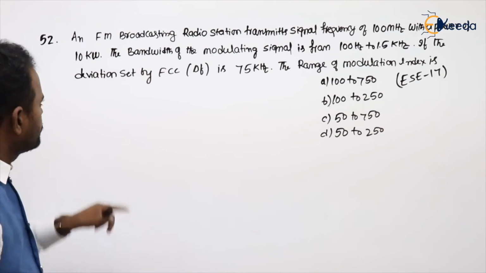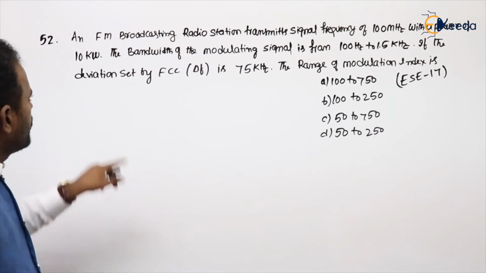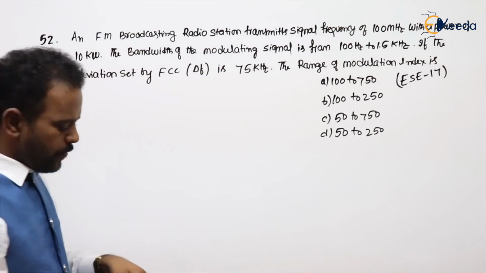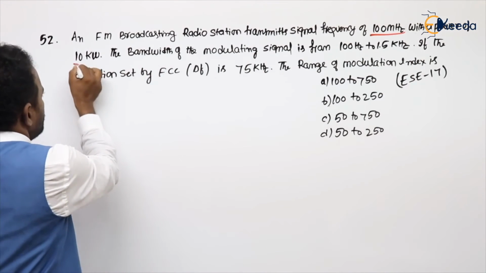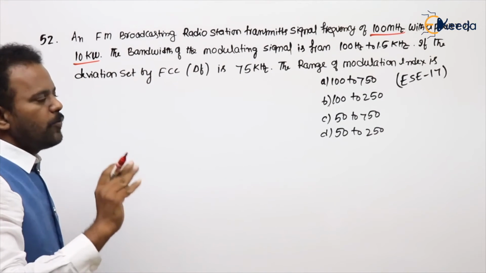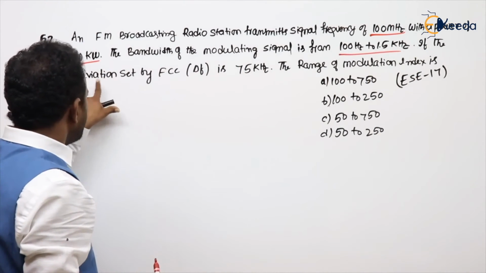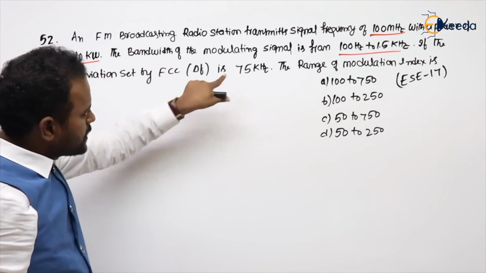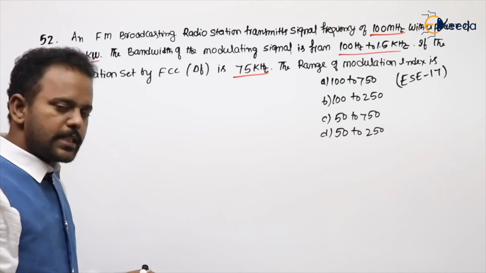See the next problem. This problem was asked in the ESE examination 2017. An FM broadcasting radio station transmits a signal of frequency 100 MHz with a power of 10 kilowatt. The bandwidth of the modulating signal is from 100 Hz to 1.5 kHz. If the deviation set by FCC, delta f, is 75 kHz, this is the standard value, the range of modulation index is.